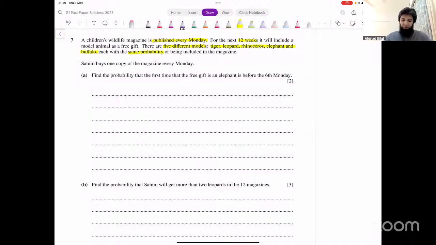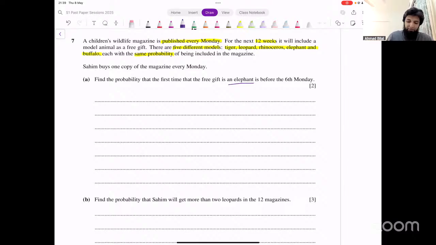Okay, so first time something happens, does that remind you of something? We're talking about first success. What's the criteria for success here? Getting an elephant as a gift, right? There are 5 animals that we've got. Probability of getting an elephant, that's just 0.2. So it's a geometric distribution because we're talking about first success, with probability of success equal to 0.2. Then the probability of failure is 0.8. We want the first elephant before the 6th Monday. What does that mean? Probability of x less than 6. That is what we are looking for.